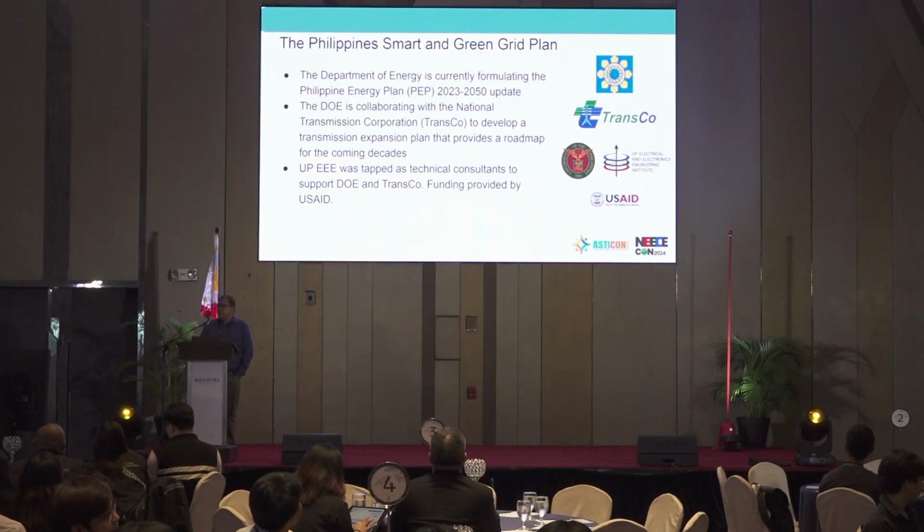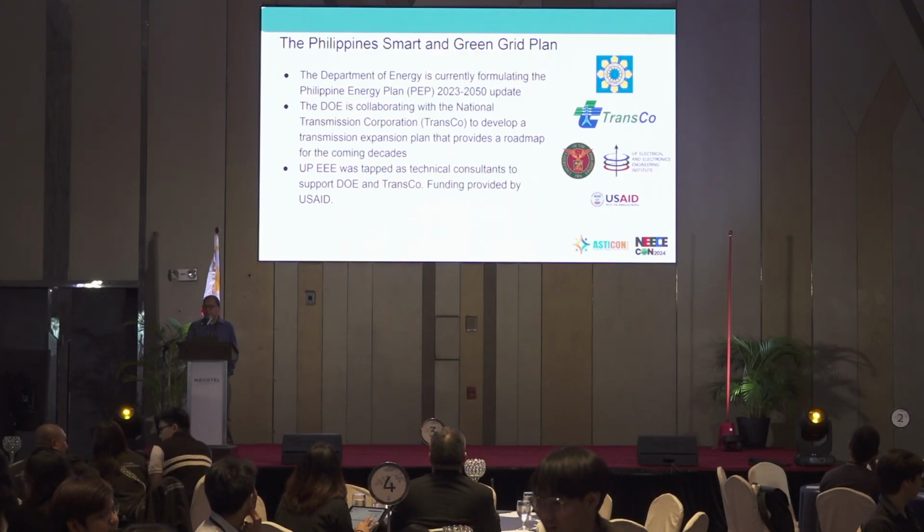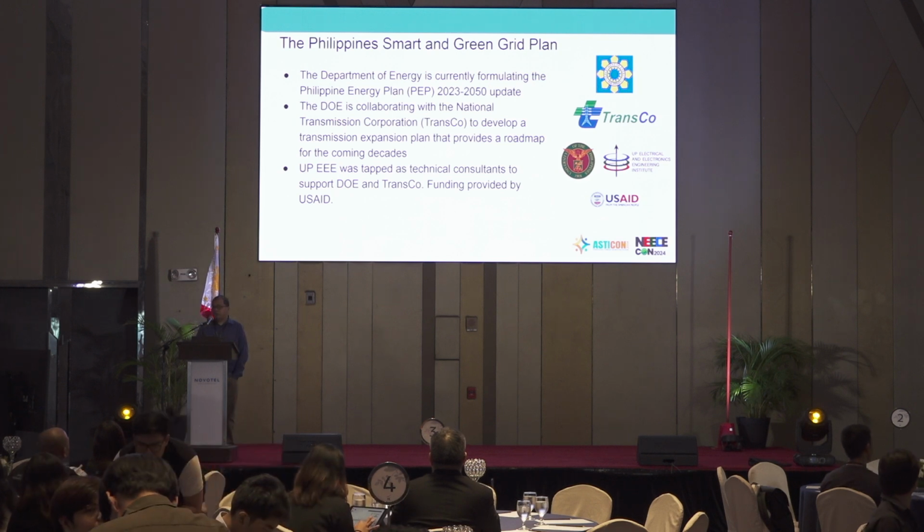Okay, so the Philippines Smart and Green Grid Plan is an effort of the Department of Energy in collaboration with the National Transmission Corporation to develop the Transmission Development Plan for the Philippines. This plan is usually developed by the NGCP, National Grid Corporation of the Philippines, and DOE aspires to have its own plan. That transmission plan will be integrated as one of the volumes of the Philippine Energy Plan 2023 to 2050 update. So what we know is that it will be coming out as one of the 3 volumes of that PEP.